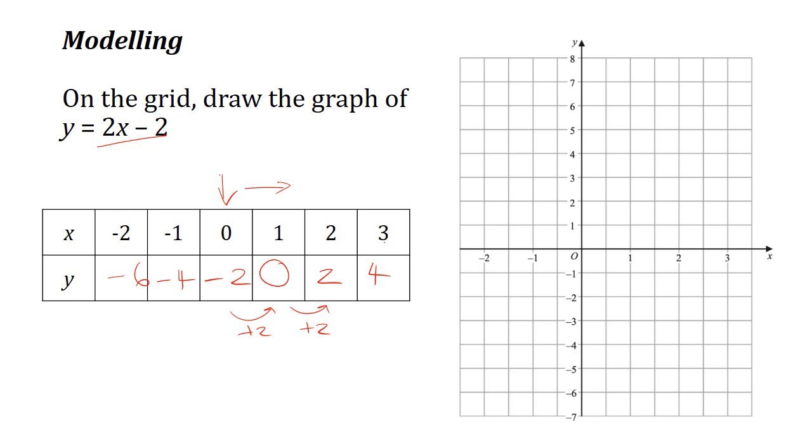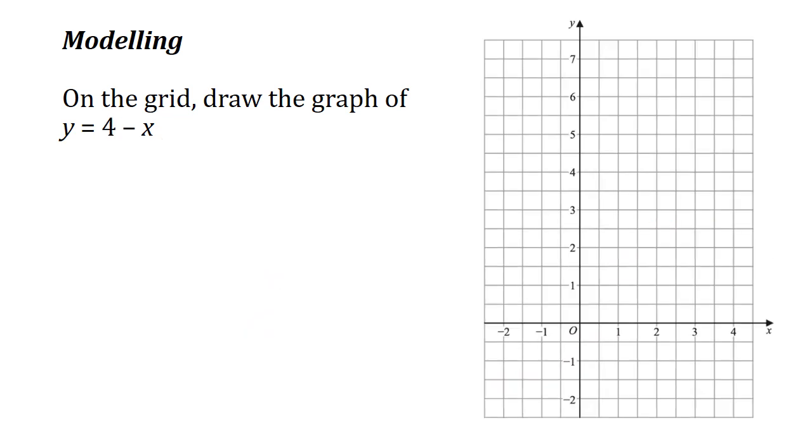So when x is 3, y is 4. Start at the origin, along to 3, up to 4, mark the point. When x is 2, y is 2. Start from the origin, along to 2, up to 2, mark the point. And keep on going until all the points have been plotted. Now, it's important to point out that is not your final answer. The graph is the straight line joining all of those points.